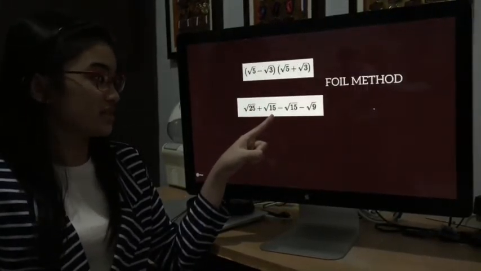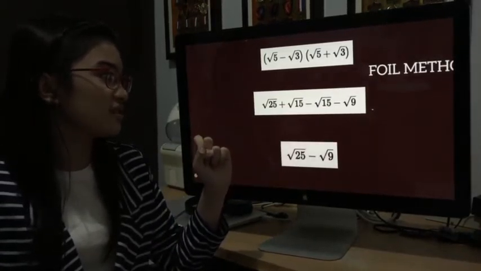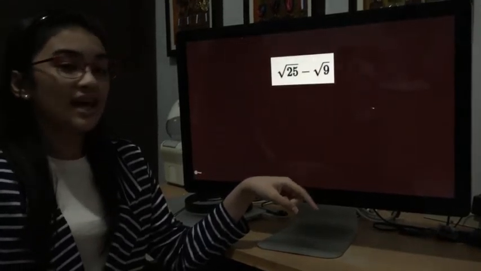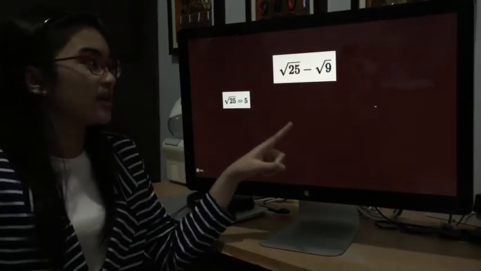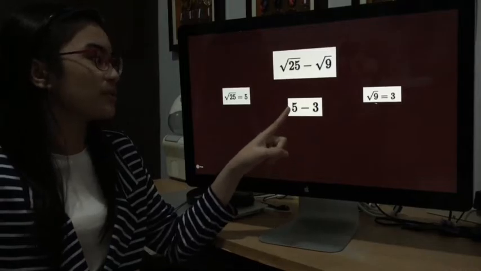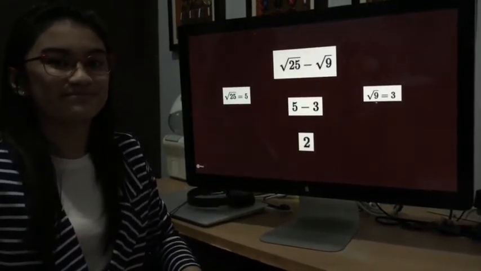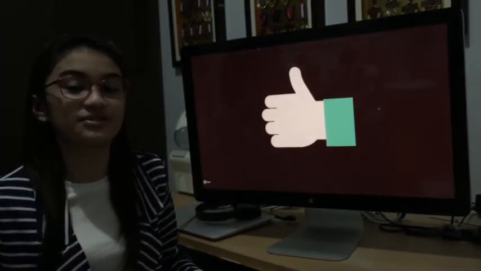Square root of 15 minus square root of 15 is equal to 0, which means we are left with square root of 25 minus square root of 9. Now we know that square root of 25 is equal to 5 and square root of 9 is equal to 3, which means we are left with 5 minus 3, which is equal to 2. And there you go, we have learned how to multiply radicals using radicals and exponents.